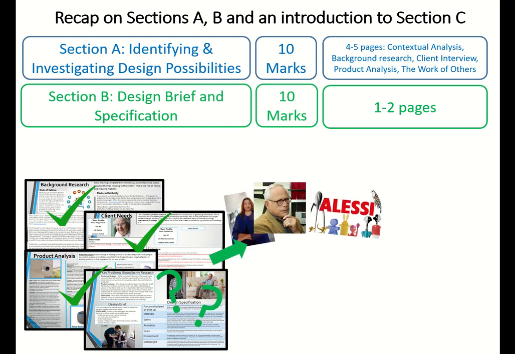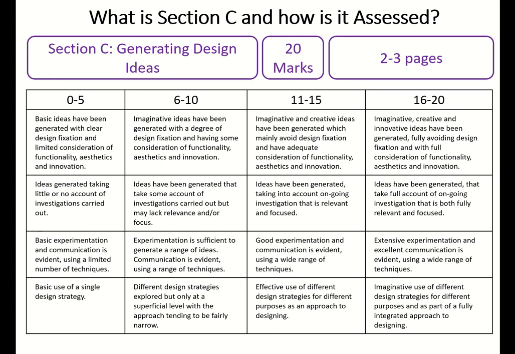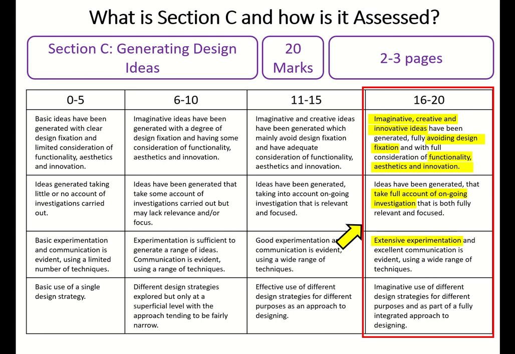We're now ready to start looking at the work of other people and how we can use that to generate our own design concepts. This is worth a full 20 marks, and it's going to be 2 to 3 pages of work most likely, so it's a really important section. If we look at the top mark band here for section C, which is generating design ideas, it says you need imaginative, creative and innovative ideas generated, fully avoiding design fixation. That means getting fixed on one idea. Full consideration of functionality, aesthetics and innovation. Ideas have been generated that take full account of ongoing investigations. There's extensive experimentation and a wide range of techniques are used, and you've got different design strategies.